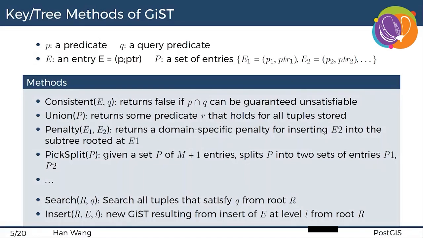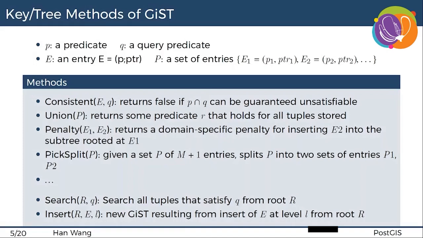Consistent returns false if P intersects with Q can be guaranteed unsatisfiable. The union returns some predicate R that holds for all tuples stored, and the penalty returns the domain-specific penalty for inserting E2 into the subtree rooted at E1, and the PickSplit, given a set P of M plus 1 entries, splits P into two sets of entries P1 and P2.